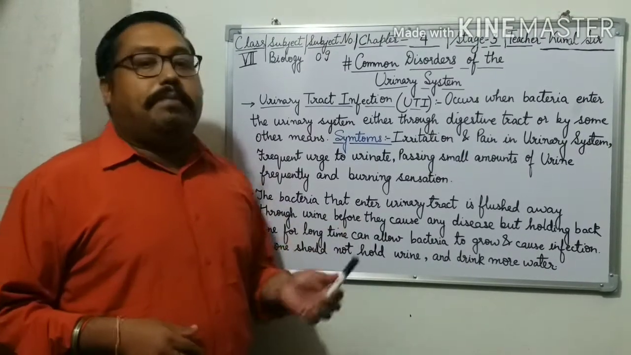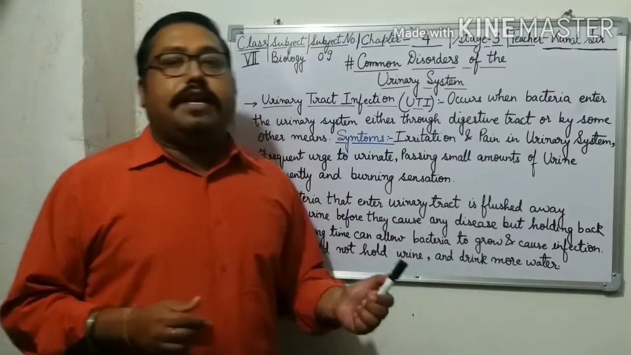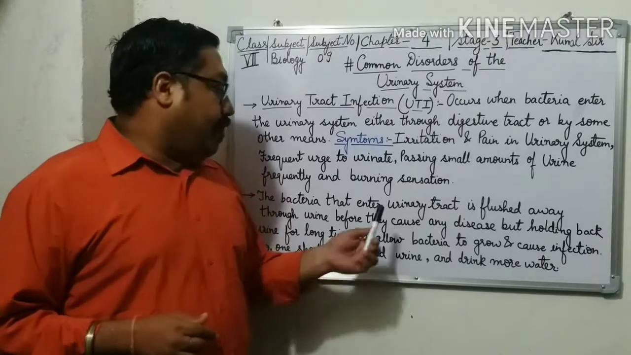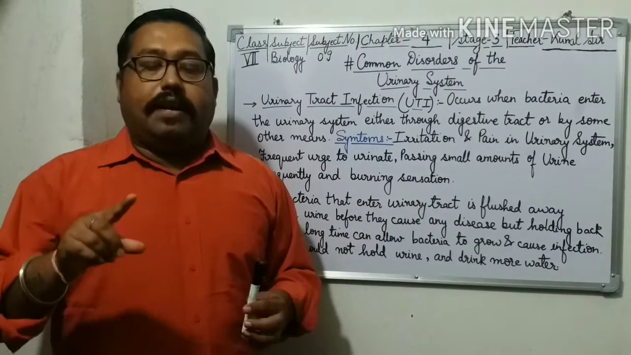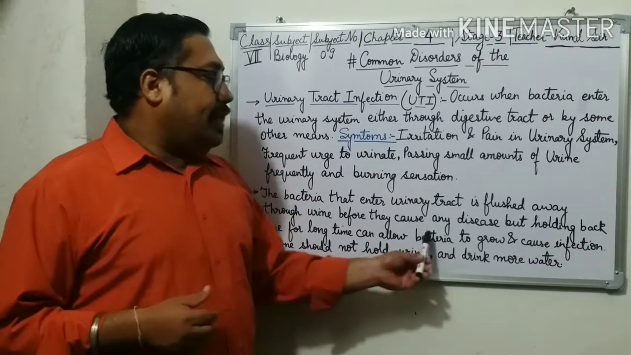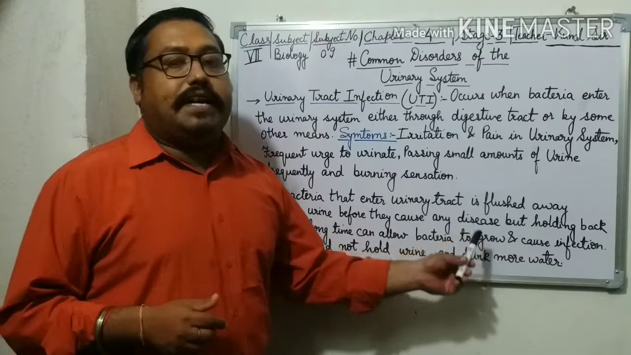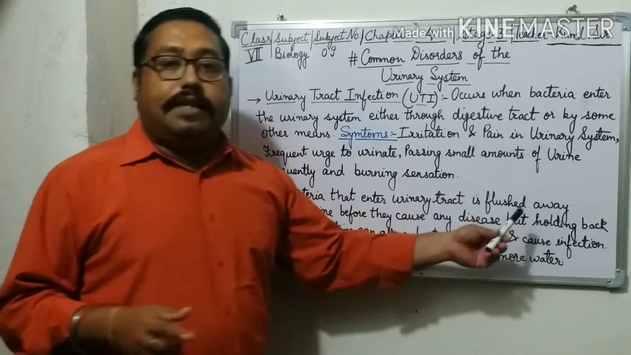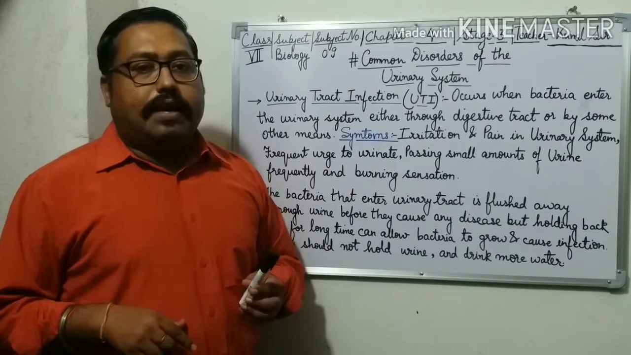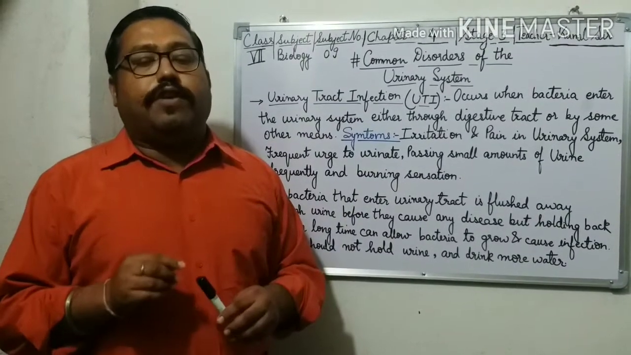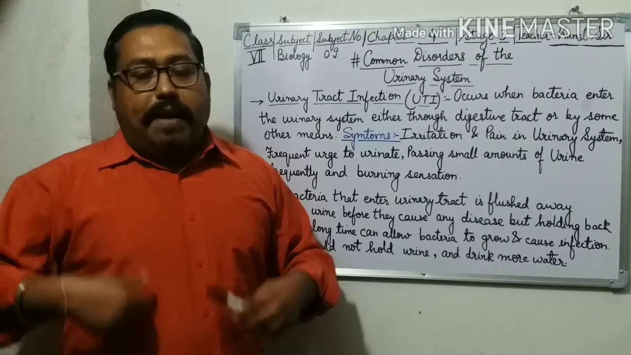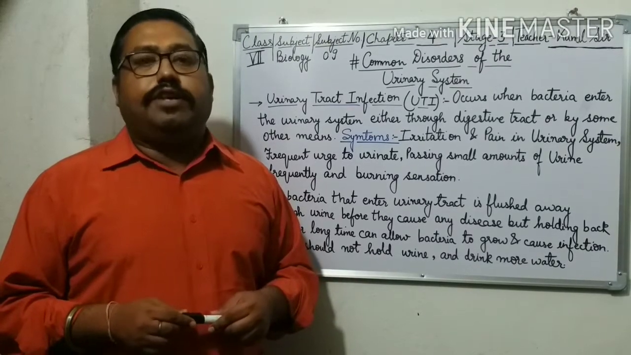What is happening? The bacteria that enter our urinary tract are flushed away through urine before causing any disease. But if we hold urine for a longer time, this situation can allow the bacteria to grow again, and that can cause infection. What infection? The urinary tract infection. So one should not hold the urine for a longer time and should drink more and more water to flush the bacteria from inside our body through the urine.